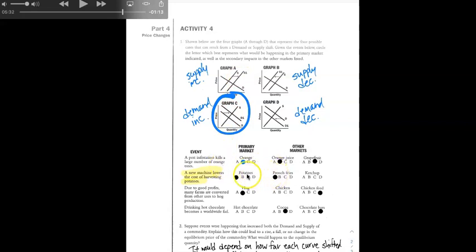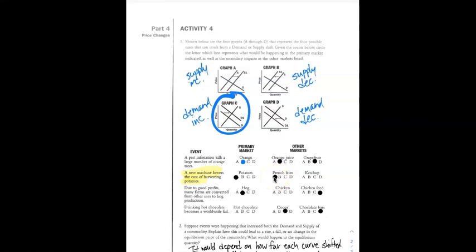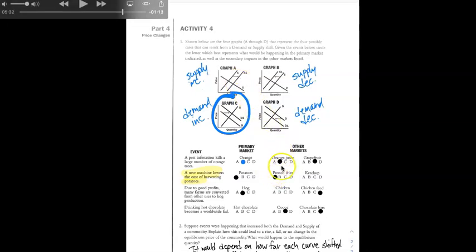French fries use potatoes as a resource in order to make the product. So if the price of a resource for sellers is becoming cheaper, that means they can make more of that product. So we have a supply increase for French fries.